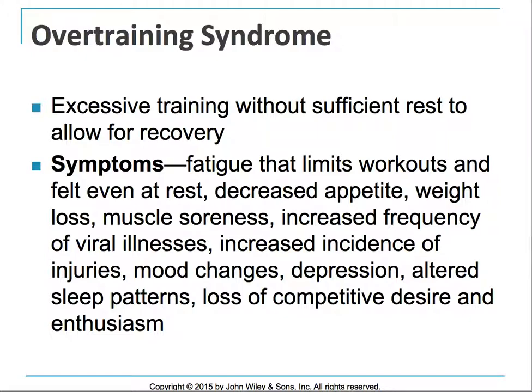Overtraining syndrome. Overtraining syndrome is defined as excessive training without sufficient rest to allow for recovery. Symptoms of overtraining syndrome include fatigue that limits workouts and is felt even at rest, decreased appetite, weight loss, muscle soreness, increased frequency of viral illnesses, increased incidence of injuries, mood changes, depression, altered sleep patterns, and a loss of competitive desire and enthusiasm.